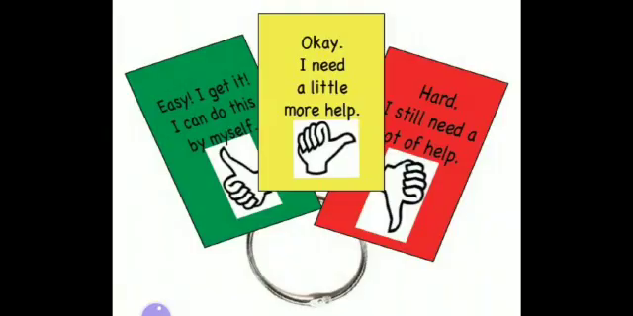Okay. Did you understand this one? How can you understand? Yeah. Let's see the green card: easy, I get it, I can do this myself. It's good. Okay, I need a little more help. It's just normal. And hard, I still need a lot of help. Okay. If you don't understand how to make a sentence with will, you can ask me.